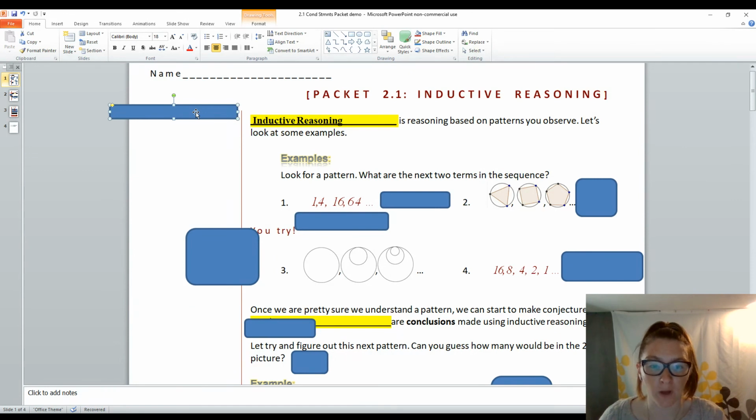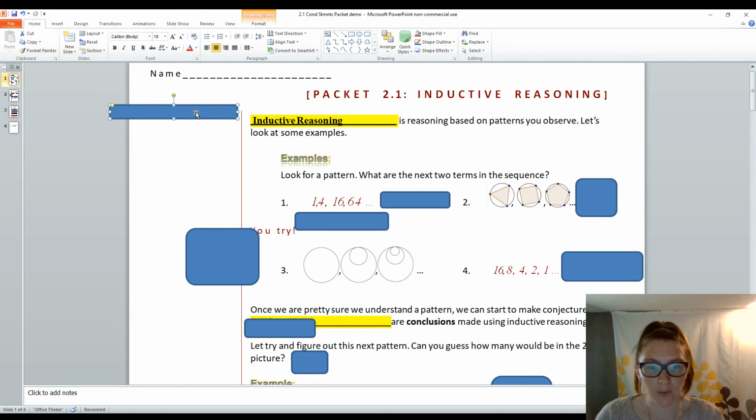We have 1, 4, 16, 64. How is this pattern changing? Is it increasing, decreasing? And if it is, we have to figure out how that's happening. What is the number that's causing it to change over and over again? So I can see that this is increasing and increasing pretty fast. So I think multiplication. So what can I multiply each term by, the same number, to increase?